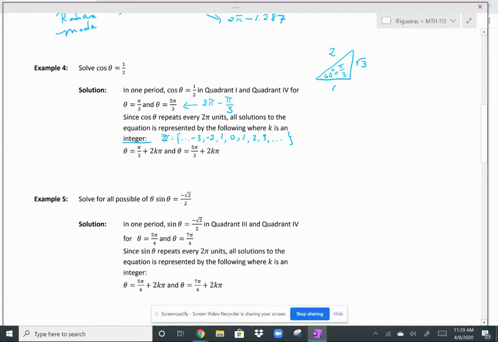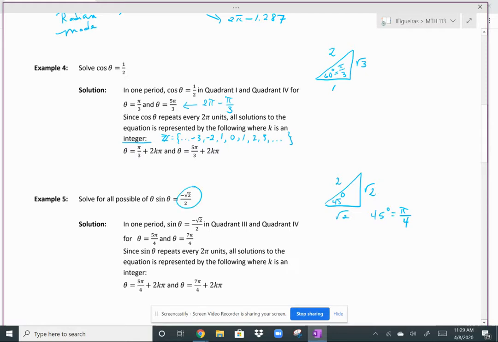Okay, so here's another one that should look familiar. We want to solve for all possible values of theta where sine of theta is negative root 2 over 2. So again, those numbers should look familiar. This is a 45-degree triangle. So this is a root 2, 2, and this one's also root 2. Okay, and we know that 45 degrees is pi over 4. We just did one with 45 degrees. Okay, but this time it's negative, so 45 degrees isn't going to work.